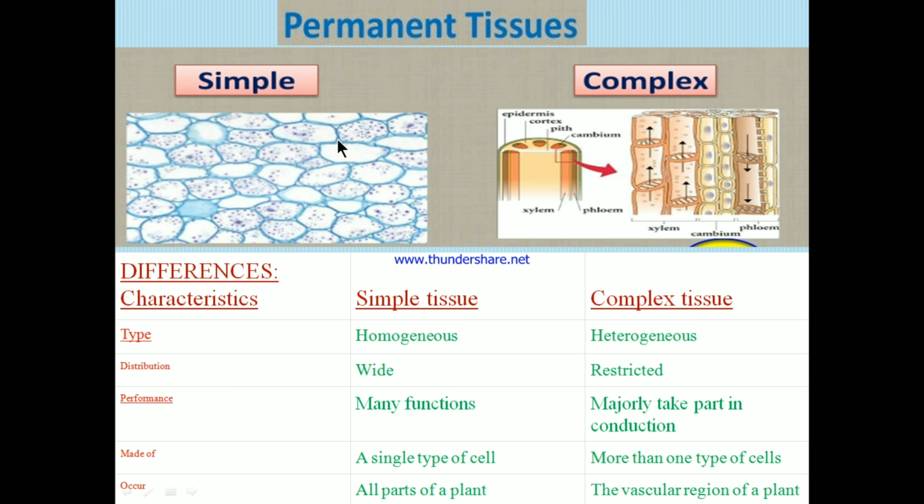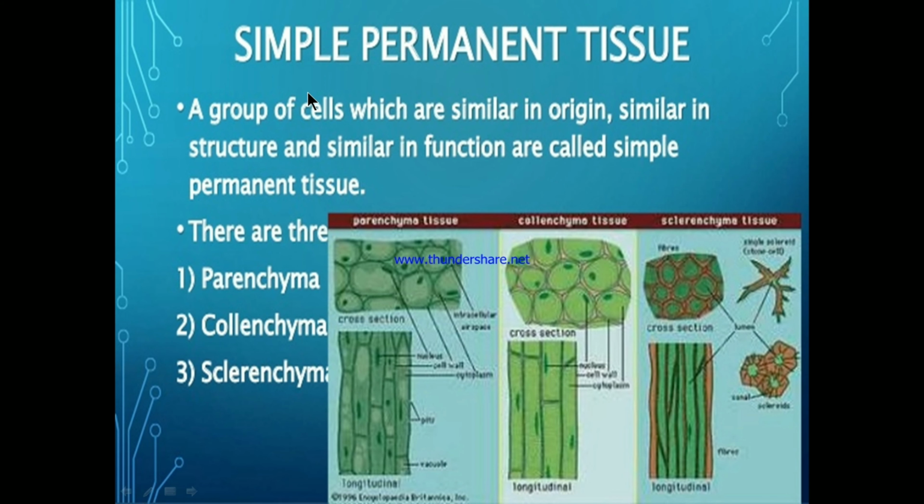Now look here, the fourth difference. The simple ones are all made of a similar type of cells, a single type of cells. In the complex, you find different types of cells, and they occur in the vascular regions of the plant, whereas simple tissues occur in all parts of the plant, as I already mentioned. So these are the points that make them simple and complex.